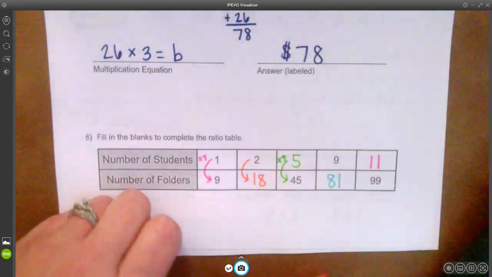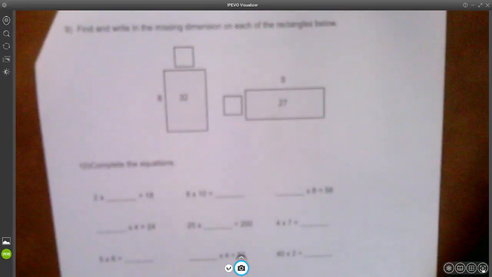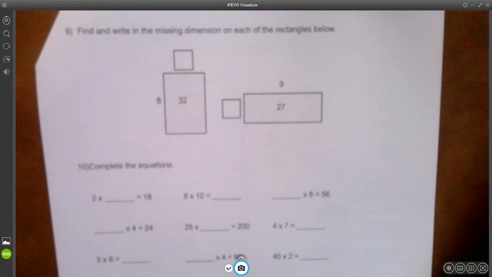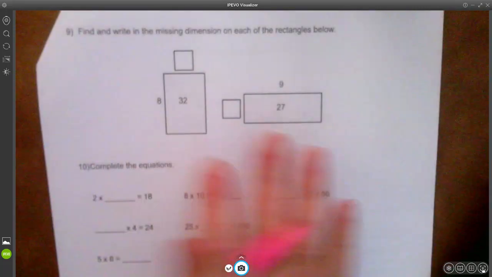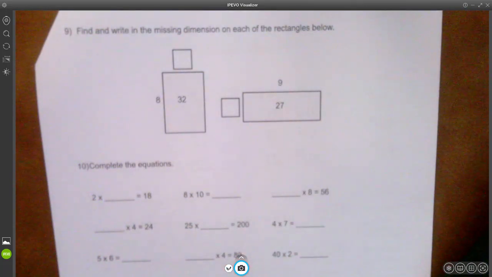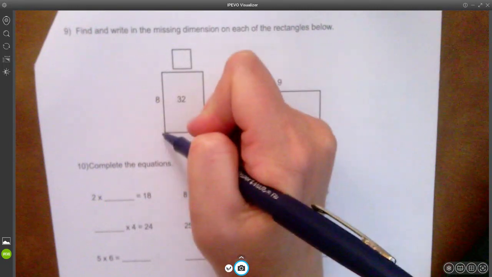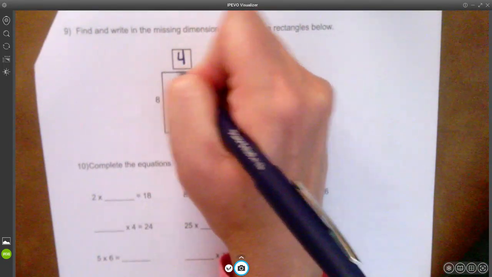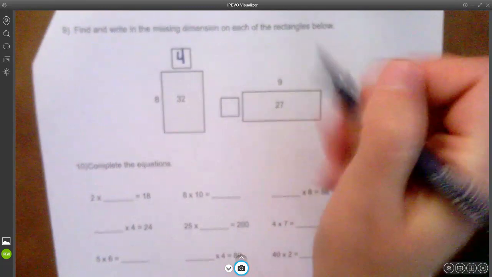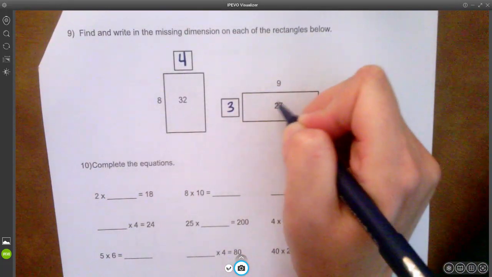All right, let's look at the very last page. Here we go. Fill in the missing number. And these are just like area models or arrays. And it's really just multiplication facts. So I'm looking for the length times the width will equal the area in the middle. 8 times 4 is 32. And 9 times 3 equals 27.